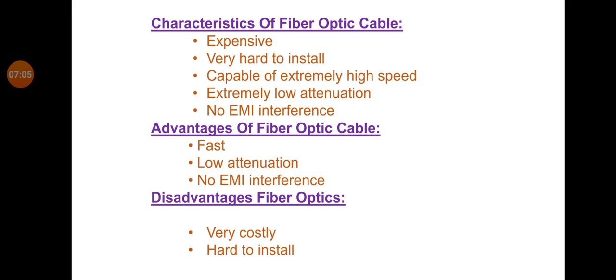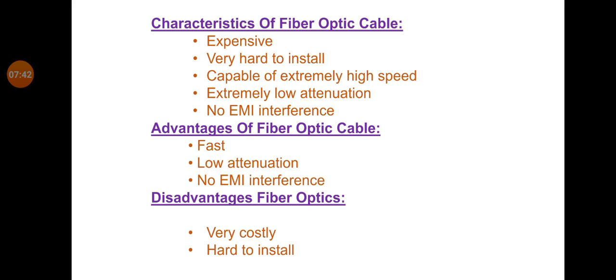Then the fourth characteristic is extremely low attenuation. Means interference from attenuation is very low here. So in optical fiber data transmission can happen without any error, because low attenuation means it will not disturb the data signal. Clear? So it can't affect the data signal. Here errors may be very low and data can reach the receiver with more correctness and perfection.